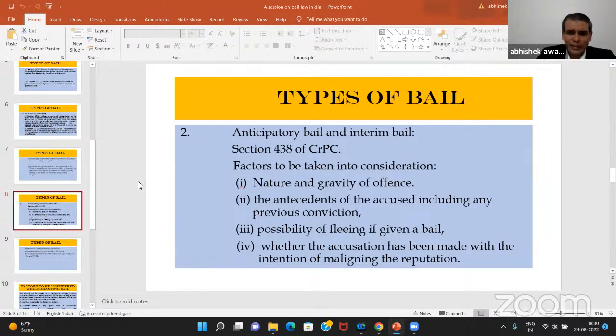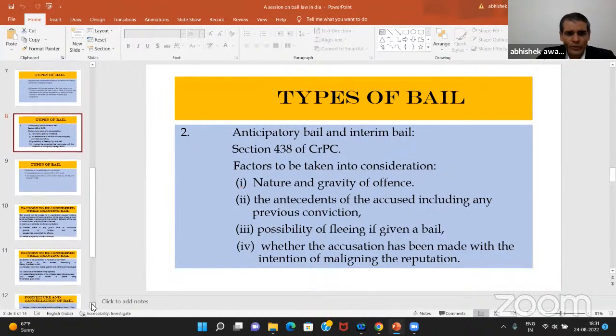Now, some factors which are to be considered have been mentioned in the section itself. I'll just go through them. Nature and gravity of offense, antecedents of the accused including any previous conviction, possibility of fleeing if given bail, and whether the accusation has been made with the intention of maligning the reputation. These things have to be considered by the Court of Sessions or the High Court before granting any anticipatory bail.